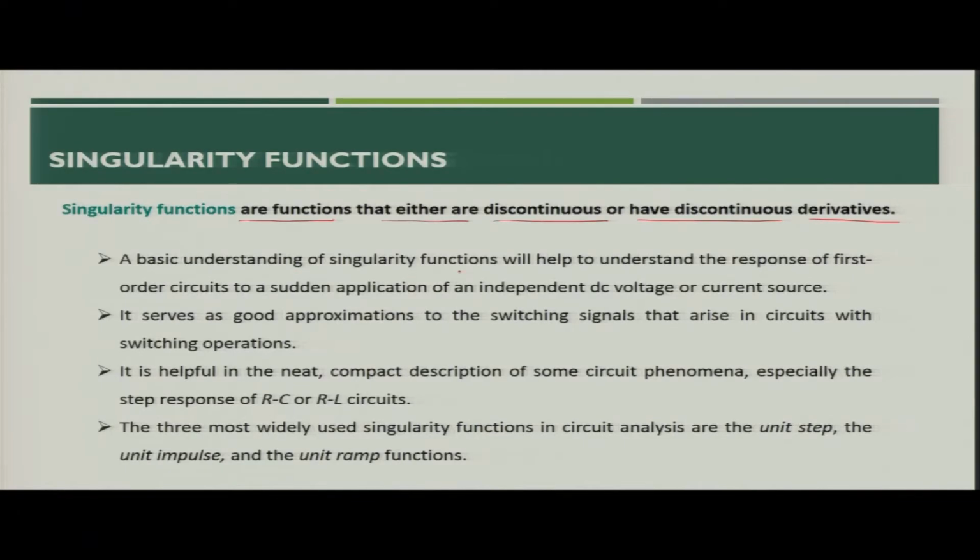Now, the basic understanding of singularity functions will help you to understand the response of a first order circuit to sudden application of an independent voltage or current source. In the circuit, when you apply either a voltage or current source, it is applied suddenly. Suppose you are connecting the circuit to the voltage source through a particular switch, and then you switch on the switch, which means you are basically adding the voltage source suddenly to the circuit. So, that is the sudden injection of current into the circuit.